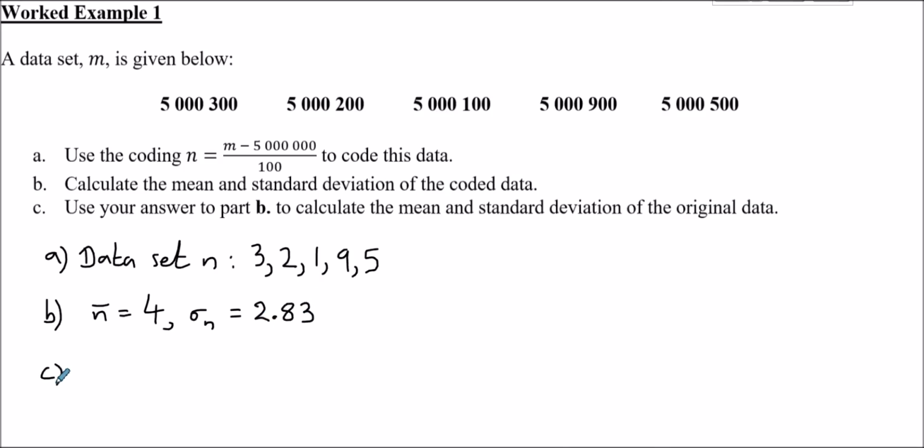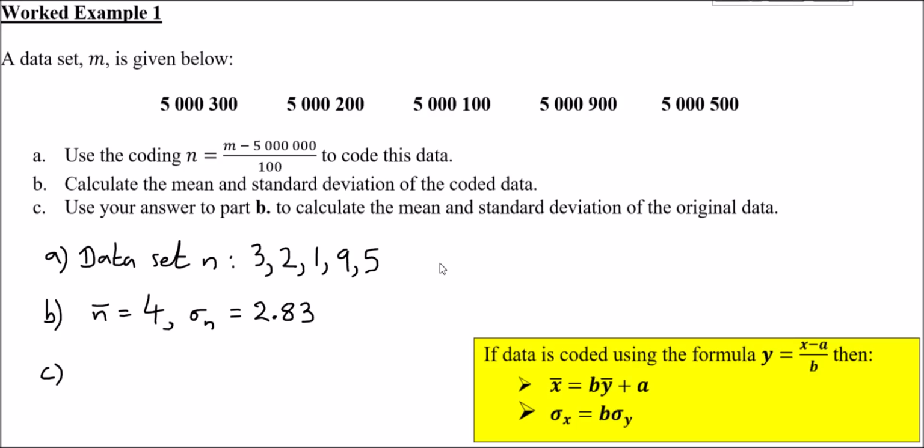Now for part C, it says use your answer to part B to calculate the mean and standard deviation of the original data. So at this point, we might need to remember the formulae we saw earlier for how to code back to the original. Just to remind you, I've got this here. We can work out the original data by multiplying by B and adding A, using this formula. We just need to change the variables from x and y to m and n.